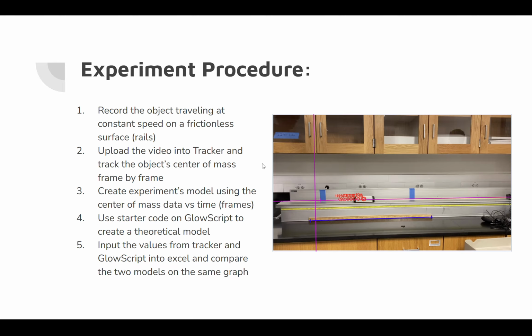So our experimental procedure, what we did for this experiment, was I first recorded the object traveling at a constant speed on a frictionless surface, rails, so friction is pretty negligible here. I uploaded this video to Tracker to track the object's center of mass frame by frame. You can see that these red diamonds mark the center of mass as it moves along. I'll create an experimental model using the center of mass data versus time, the frames that we have.